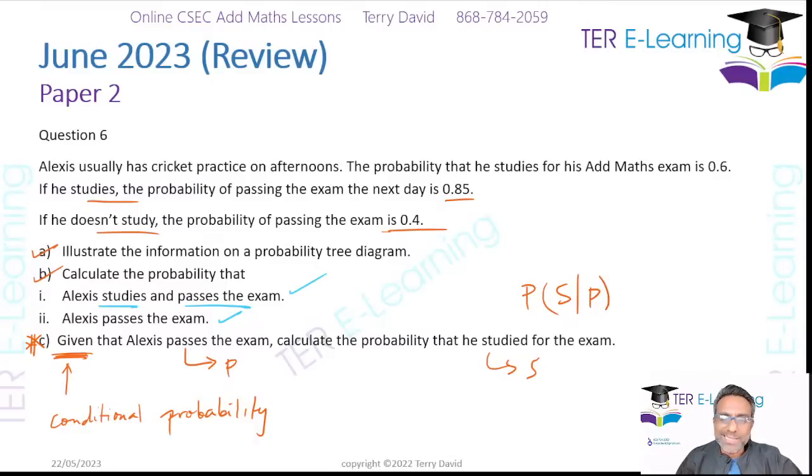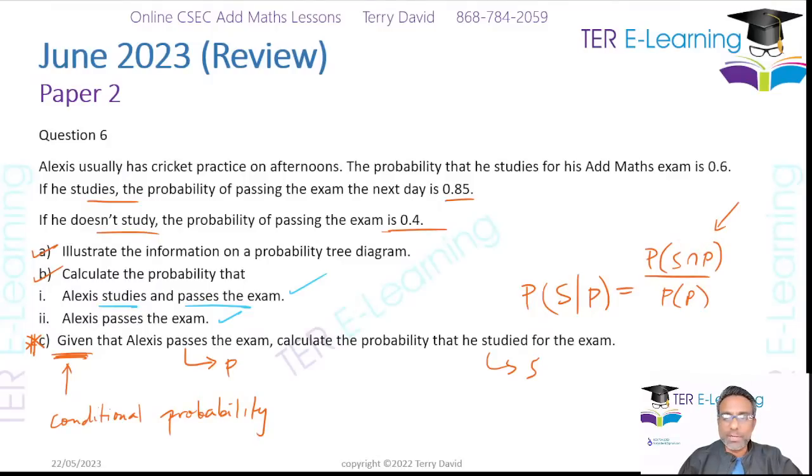I hope that's making sense. The probability that we're working out is S given P. That's the probability that we're working out based on this statement. We know that he passes the exam. We're calculating the probability that he actually studied for the exam. So the formula for conditional probability will be this: S intersect P over the probability of P. Now, this probability on top here, S intersect P, means that he studied and he passed the exam.